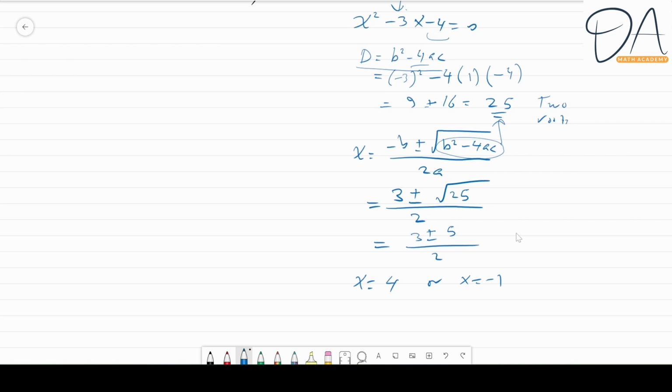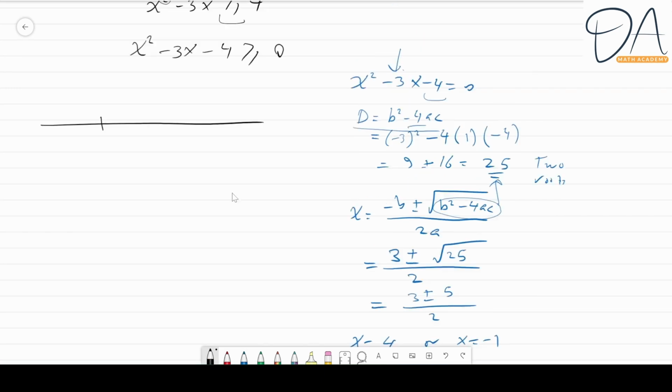So these are the roots. Then the critical points that we have are minus 1 and 4. These are the three intervals. These are the zeros, and then we have the intervals between the zeros.